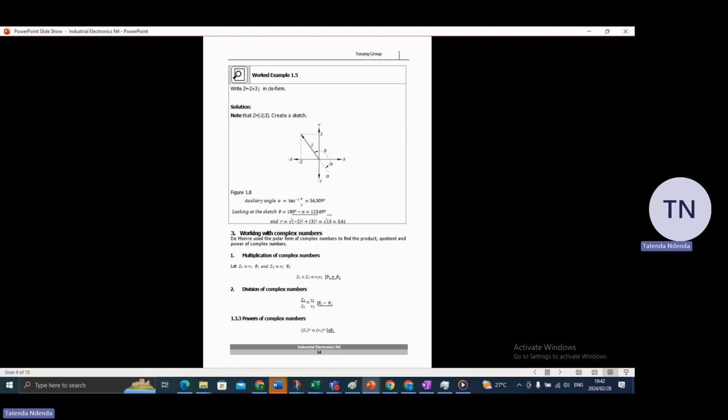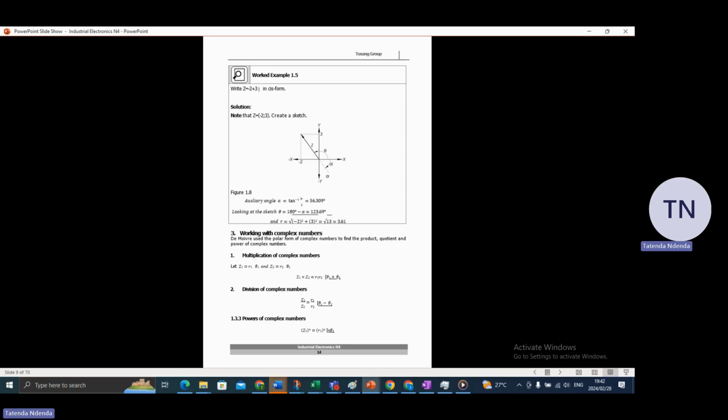So now the first thing that we have to do here is to calculate the auxiliary angle, and the modulus, which is sometimes called the module. So theta is equal to tan inverse of what? Of the units. So theta is equal to tan inverse of 3/2. There's no need for us to write -2 because we only consider the units, not the signs. Then we get 56.309 degrees.